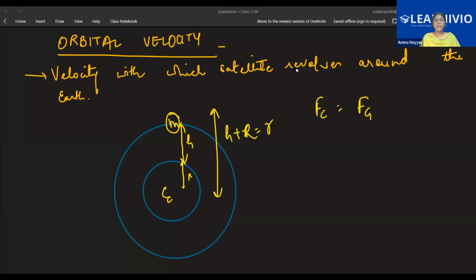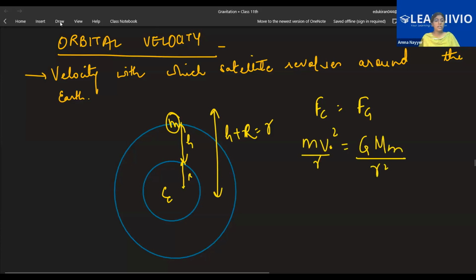Mv square by r, yes, Justine, right. Here we'll put the orbital velocity V naught, so it is m V naught square by small r. This equals capital G, capital M into small m divided by small r square. So the centripetal force is on one side and the gravitational force on the other. Now r and r square get cancelled. So V naught is very simple: it is the root of GM by small r.